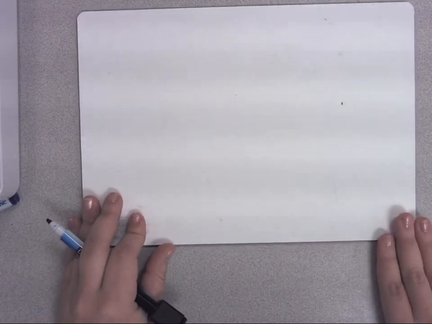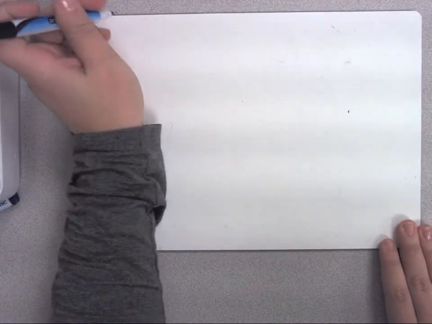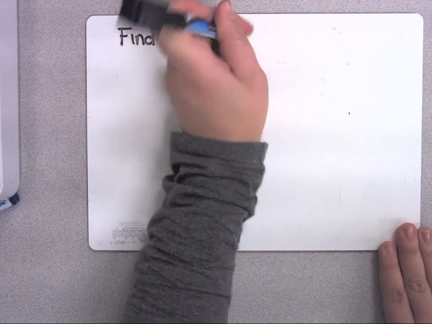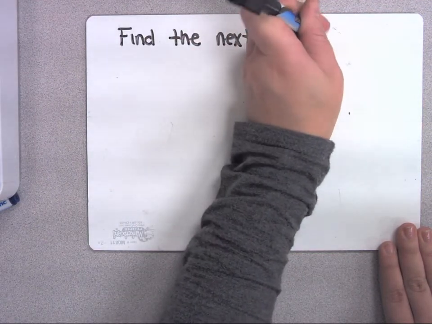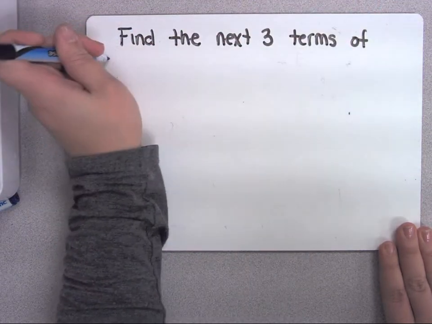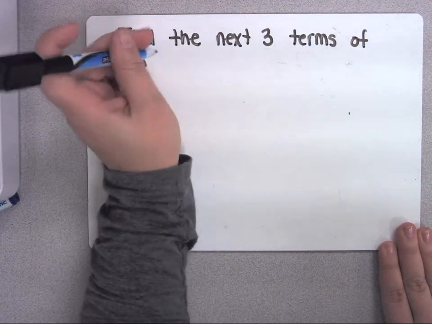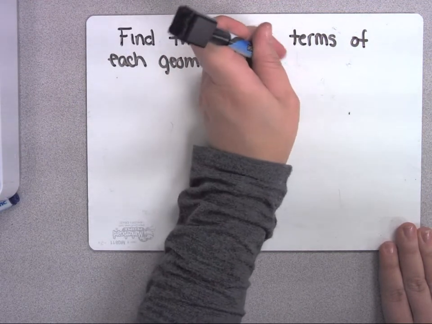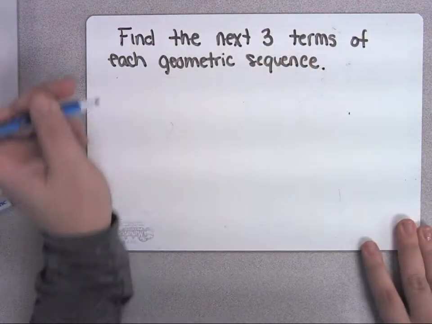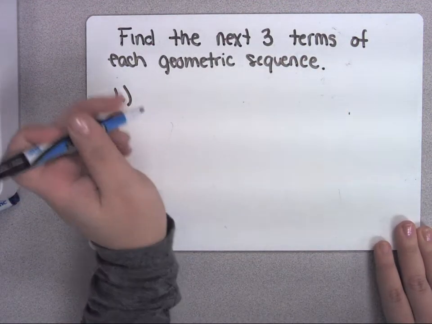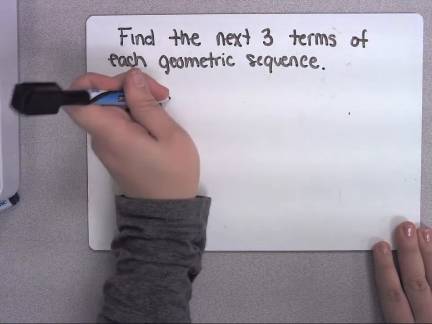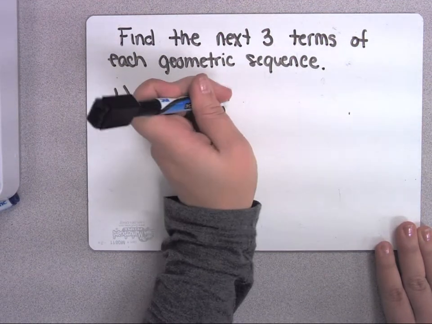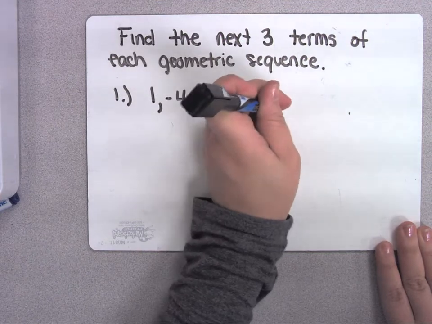Let's talk about the next part. Next part is finding the next 3 terms. So you're going to find the next 3 terms of each sequence, and I'm pretty sure it says geometric sequence. So number 1, we have this sequence: 1, -4, 16, -64, dot dot dot.